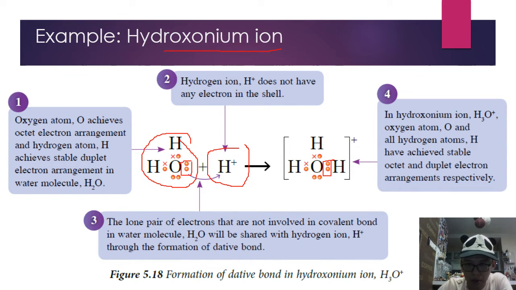When you want to draw the symbol of the dative bond, you can use an arrow to represent that both of the electrons from the oxygen atom are shared to the hydrogen ion.